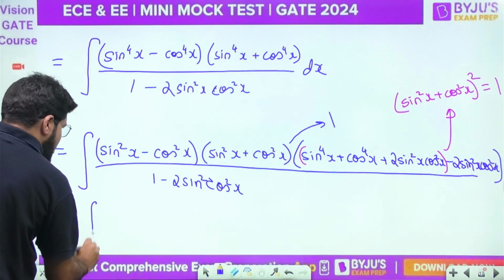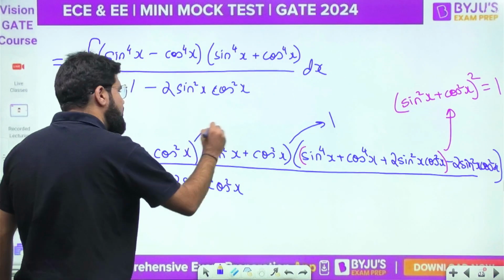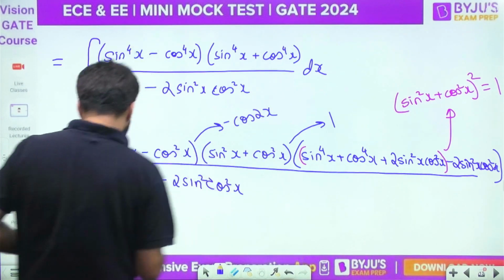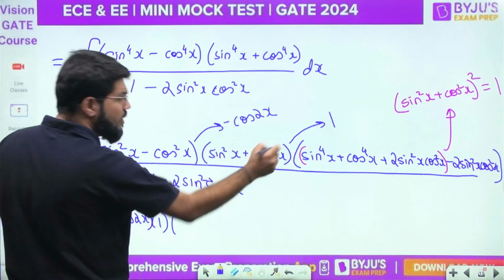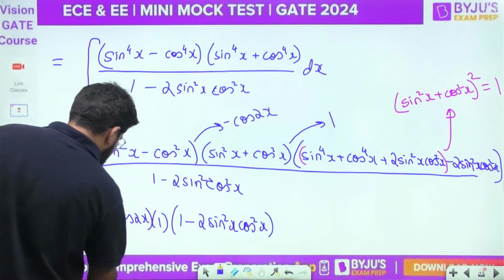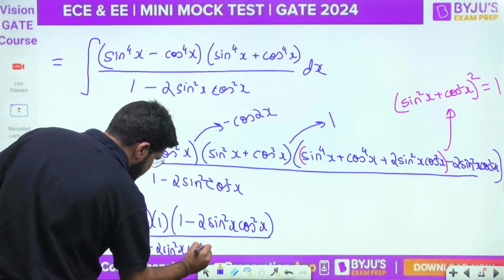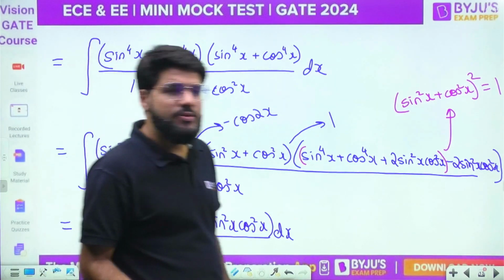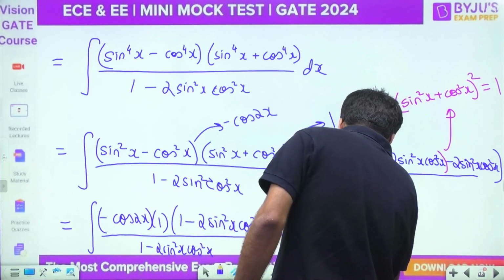So let me place the answer. What is left is sine square minus cos square. What is sine square minus cos square? See, cos square theta minus sine square theta is cos 2 theta, so this will be minus cos 2 theta. The second term is 1, and then inside the bracket 1 minus 2 sine square x cos square x is divided by 1 minus 2 sine square cos square x dx. So 1 minus 2 sine square cos square eventually cancelled. You are left with the simple integration, that is minus integral cos 2x dx.